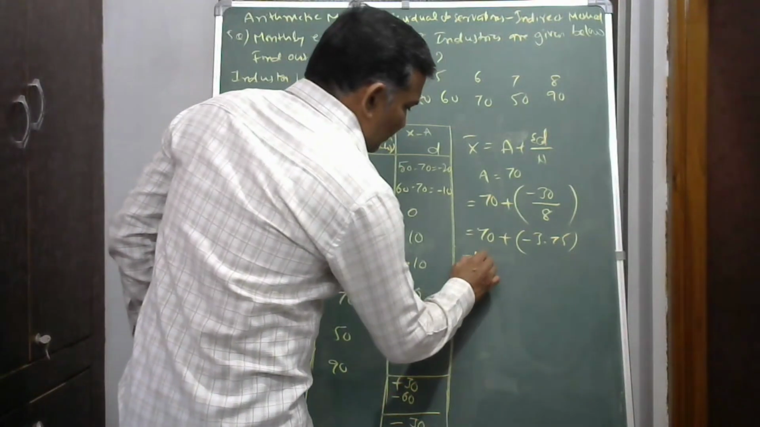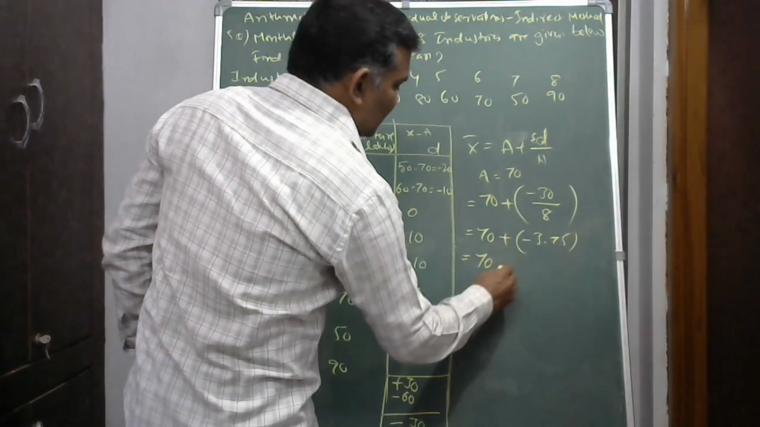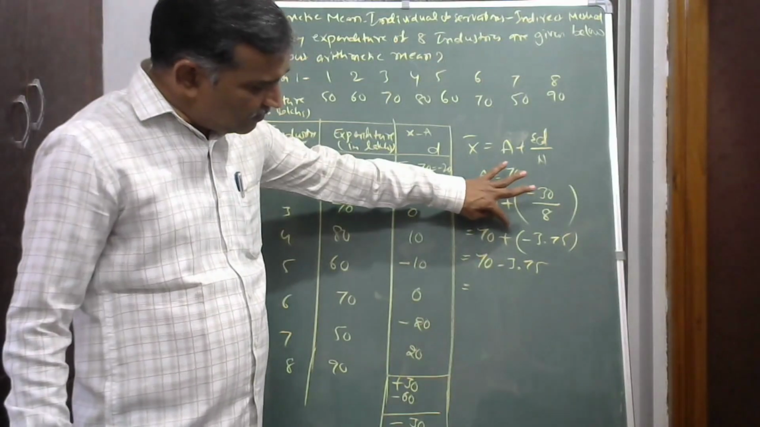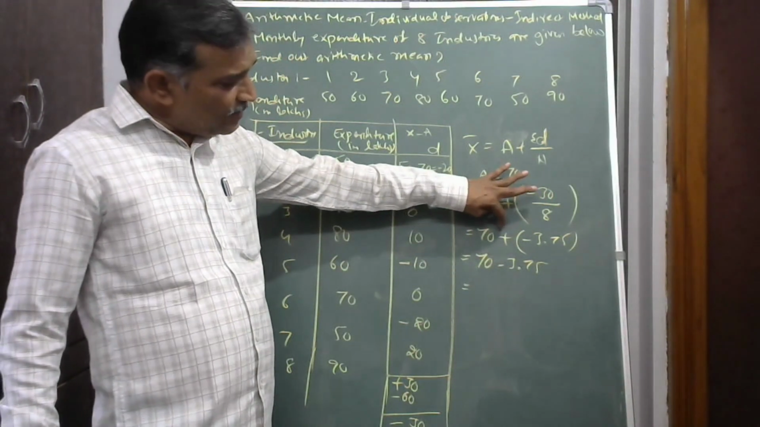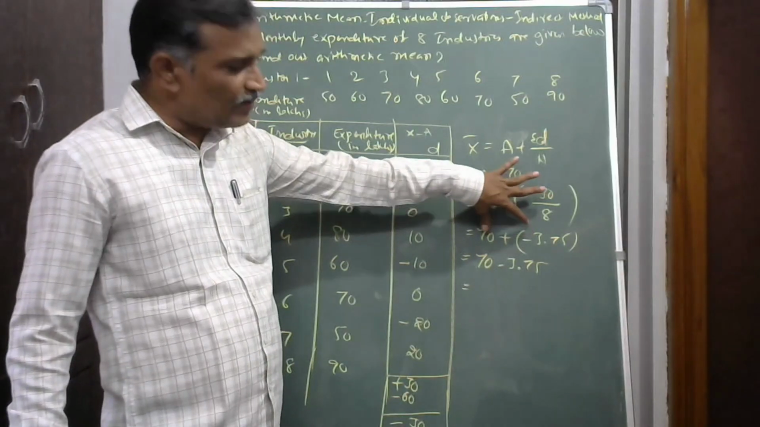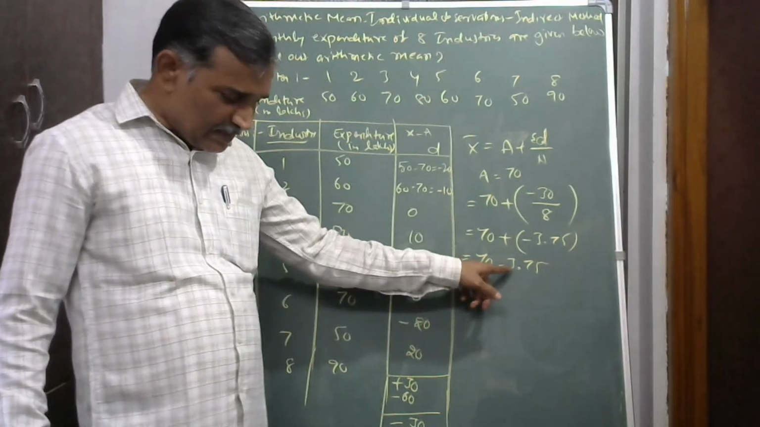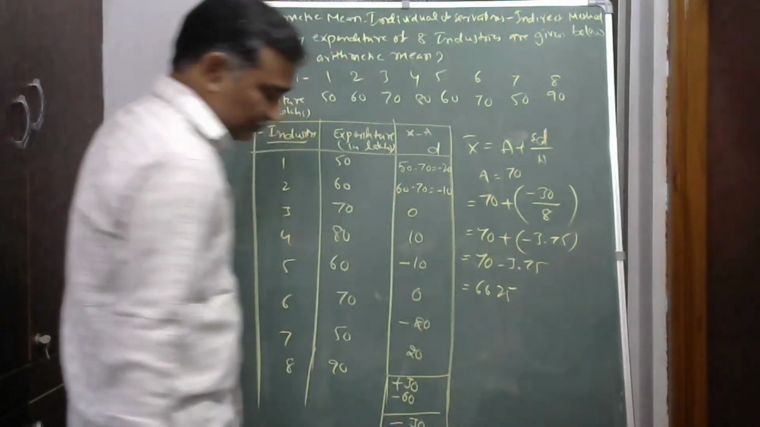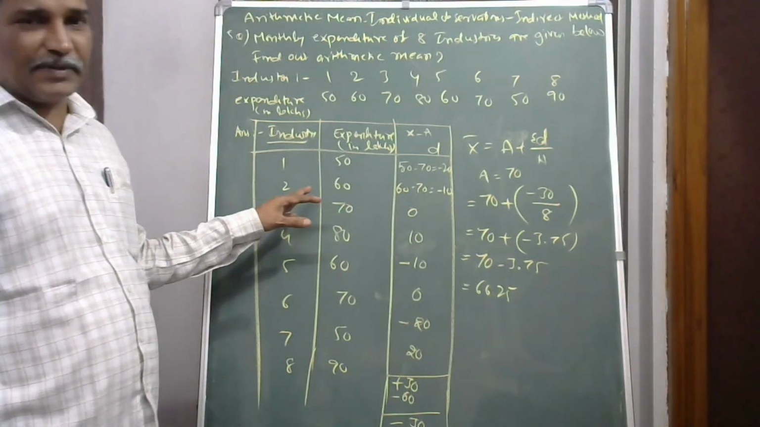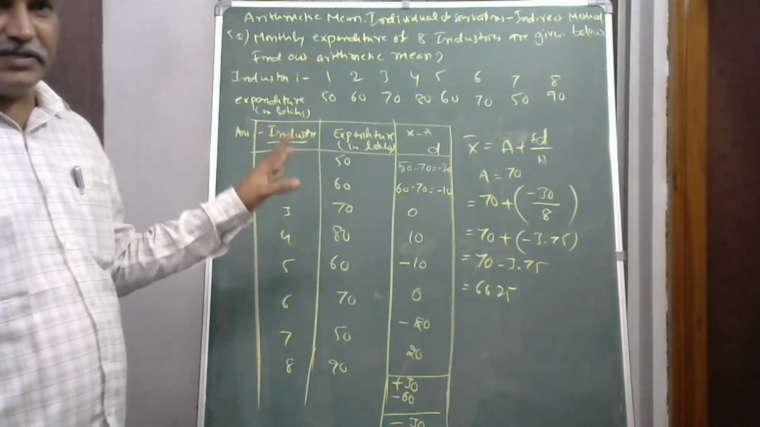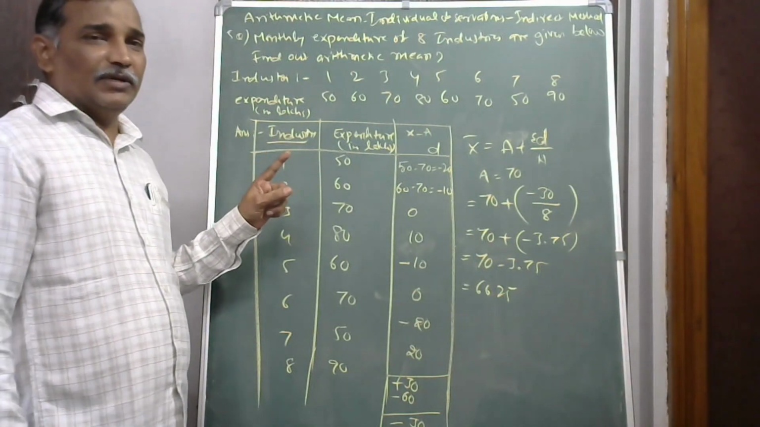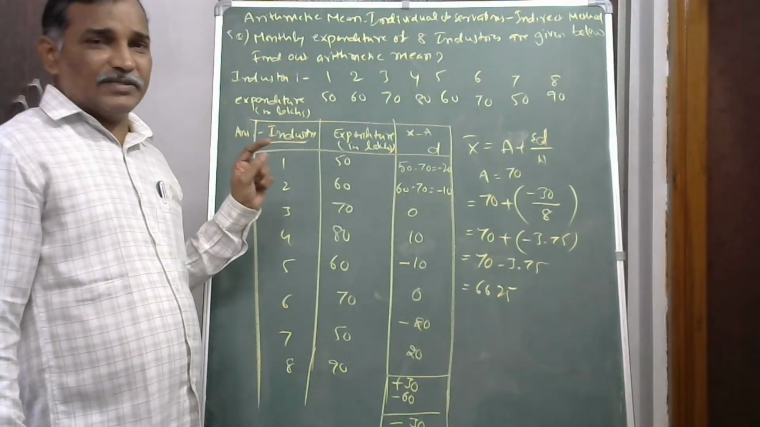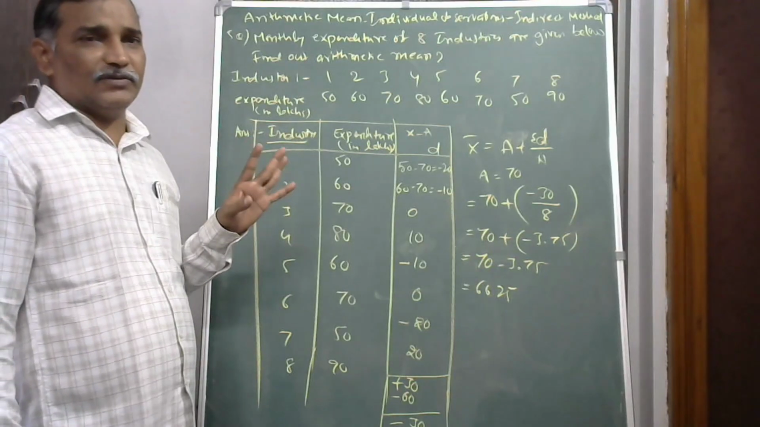So here again, this is plus into minus 3.75. Here we must observe it is plus and it is minus. Plus into minus means minus, so 70 minus 3.75 comes to 66.25. So in this manner, in this pattern, we have to calculate the arithmetic mean, individual observations, indirect method.